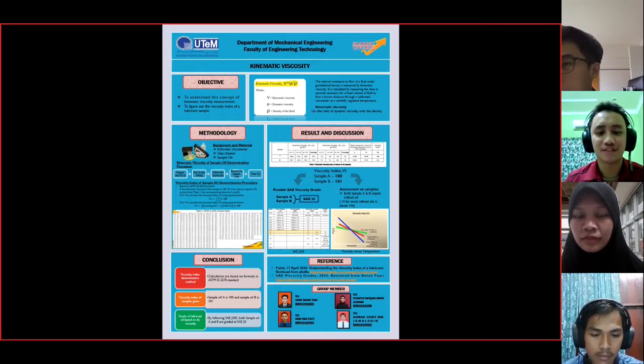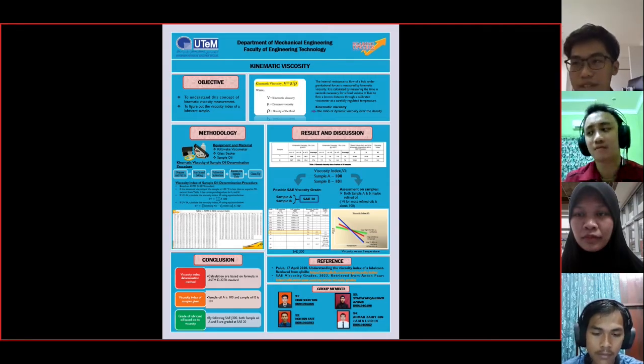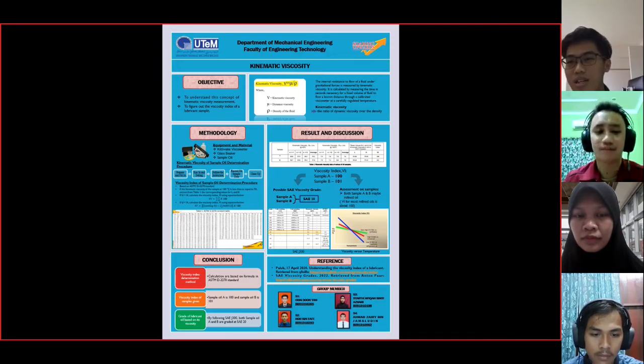We get the viscosity index and round it to the nearest whole number because it is in decimal form, following the ASTM standard. Finally, we get the viscosity index for sample A as 100 and for sample B as 101. After we obtain the viscosity index, we need to determine the possible SAE viscosity grade for the engine oil.